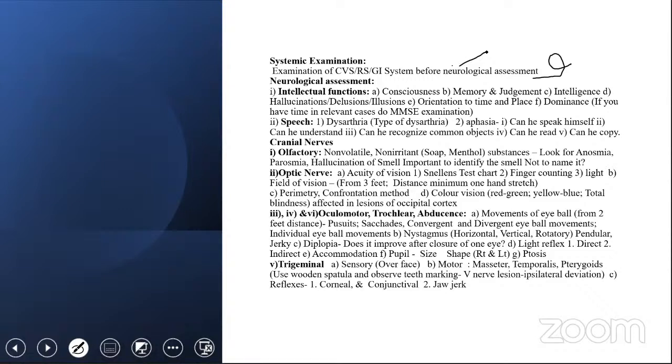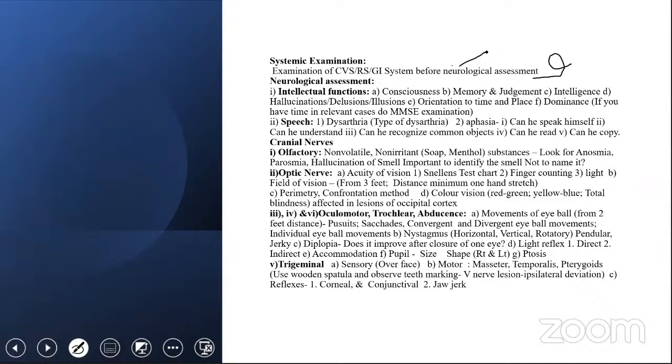The second nerve: now you test for acuity of vision, Snellen's chart, finger counting, light perception, and you do the field of vision from 3 feet distance, with the confrontation method, and color vision: red, green, yellow, blue. Total blindness is affected in lesions of the occipital cortex. The red color distortion is very common in multiple sclerosis and demyelinating disorders.